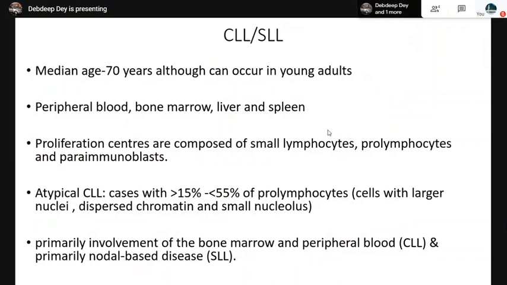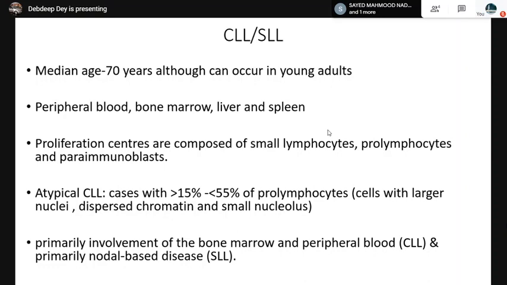So CLL, SLL, this is a disease of the elderly, predominantly occurring around 70 years of age, although it can occur in young adults as well. Peripheral blood, bone marrow, liver, and spleen are the organs which are involved. And there are proliferation centers which are composed of small lymphocytes, pro-lymphocytes, and para-immunoblasts.